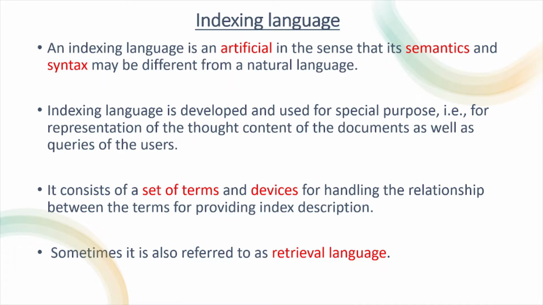Indexing language is useful for both the indexer as well as the users. The indexer can get an idea of how to prepare the indexing term which is most specifically useful for the user, and the user also benefits by giving the exact indexing term to get the information which is available in the document. It consists of a set of terms, discussed in syntax, and devices, discussed in semantics, for handling the relationship between terms for providing index description. Sometimes it is also referred to as retrieval language because the main purpose of indexing language is to retrieve information which is available in the document.